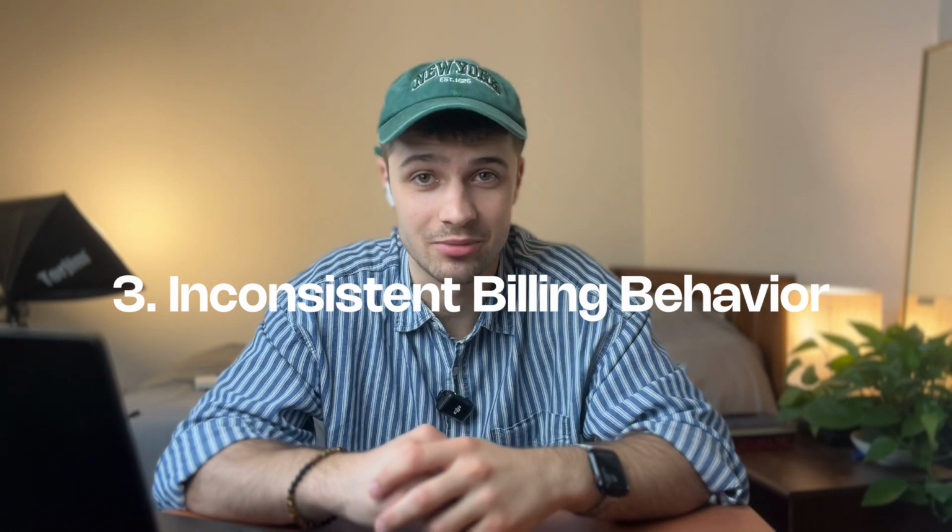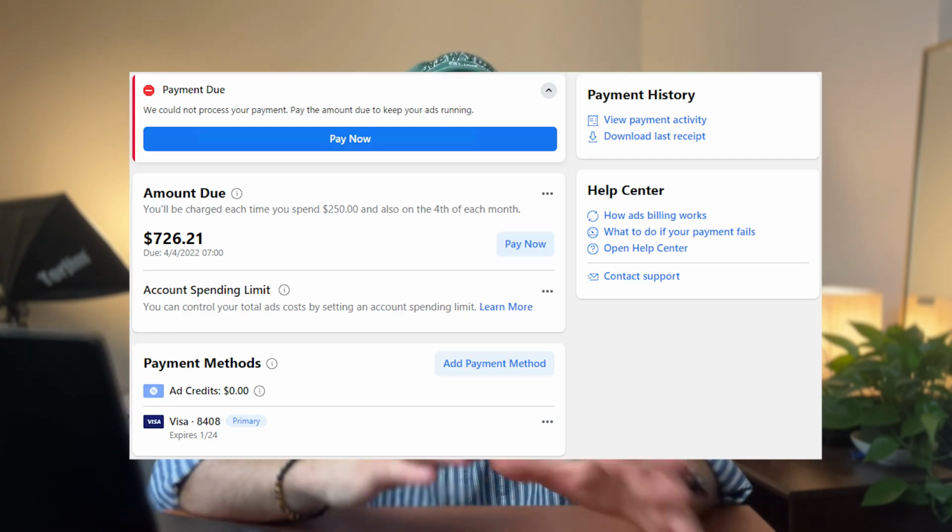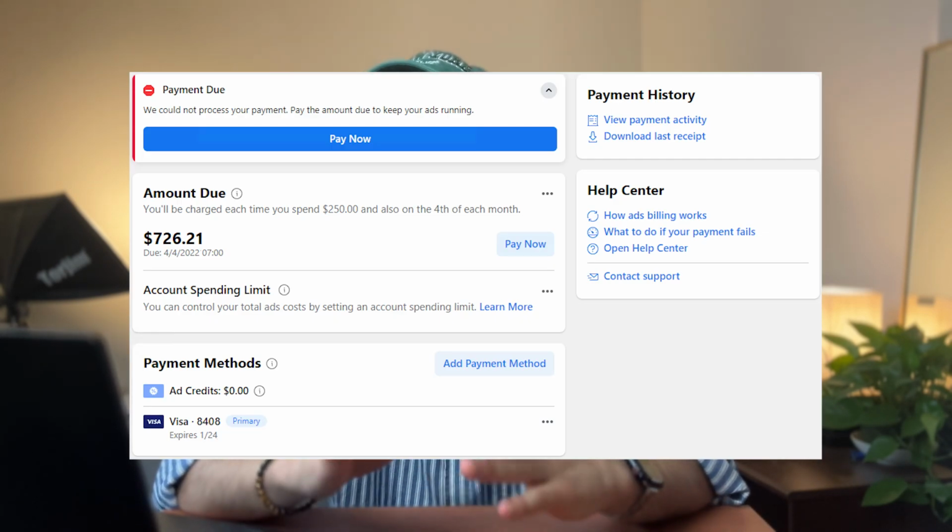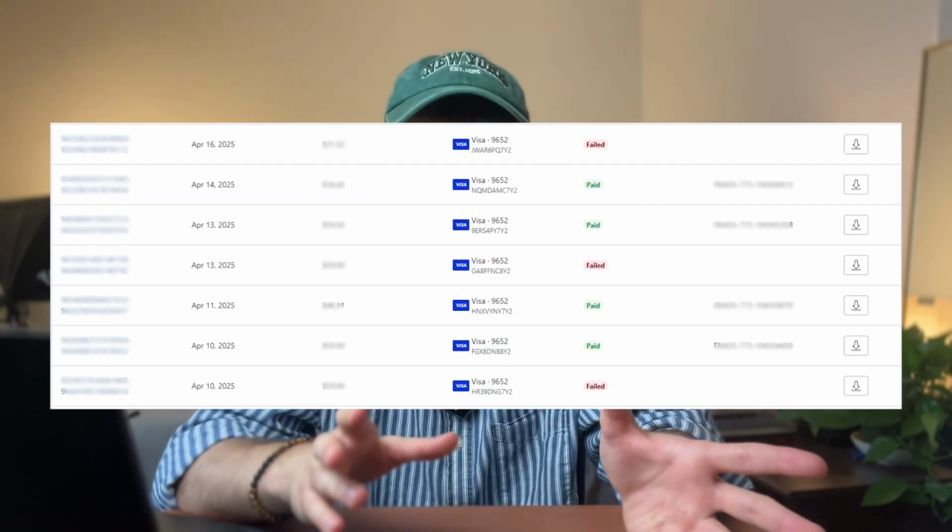Third, and one of the most popular reasons your account might get banned, is inconsistent billing behavior. Meta hates unpredictability, so switching payment methods too often, having cards tied to flagged networks, or having your billing fail frequently means an instant review or ban.